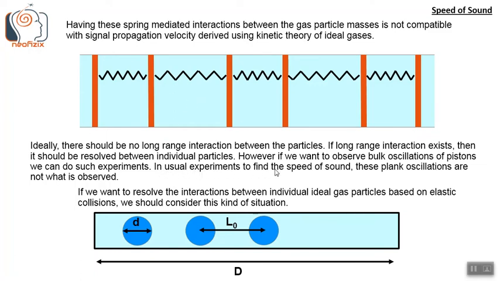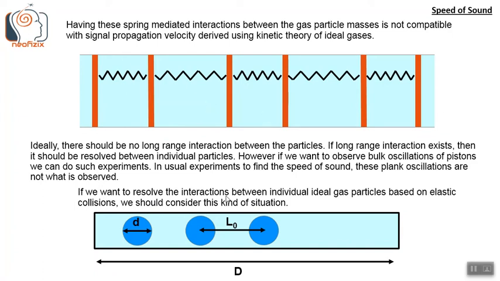But in the usual experiments that we do to find the speed of sound, these kinds of Planck oscillations are not what is observed. We don't have all these Planck separations in the usual experiments. So this is not at all what is being observed. But this kind of picture is needed to derive the equation, the Laplace's formula, in analogy with the spring mass chain.